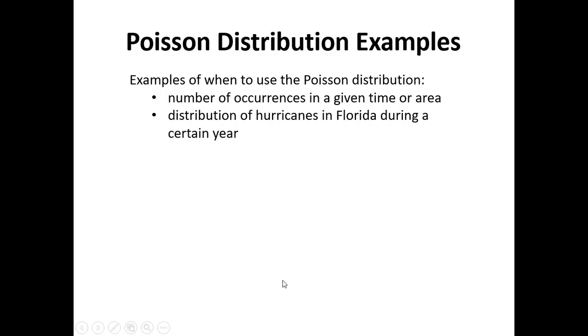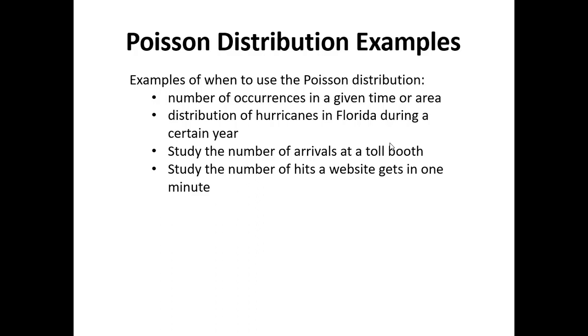So here are a couple examples. In general, we could take the number of occurrences in a given time or area. I mentioned Florida, the number of hurricanes in Florida during a certain year. Number of arrivals at a toll booth, really this should be over a certain period of time. And an interesting one, the number of hits a website gets in 1 minute. All of these follow a Poisson distribution.